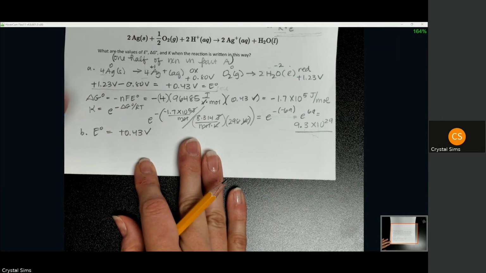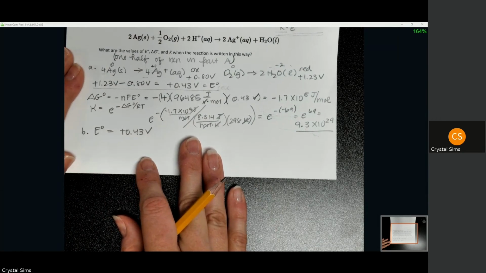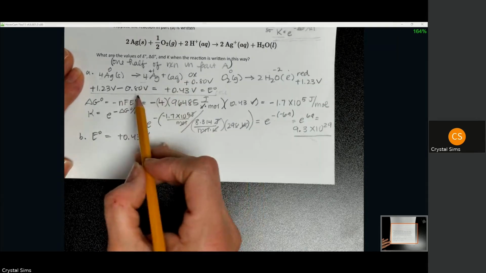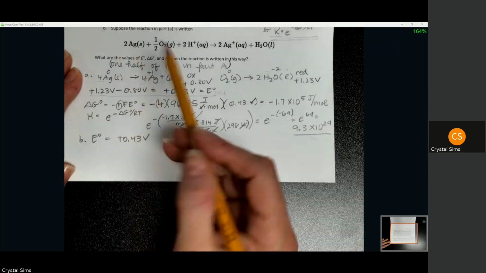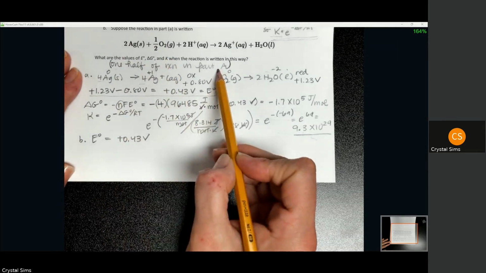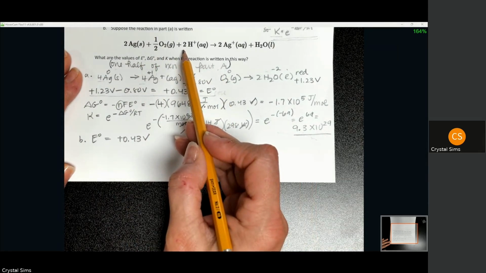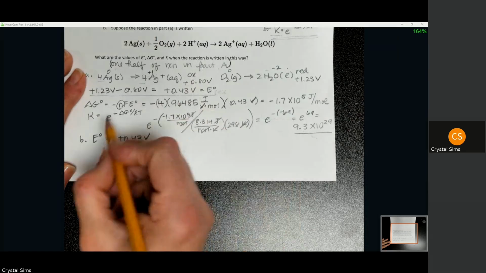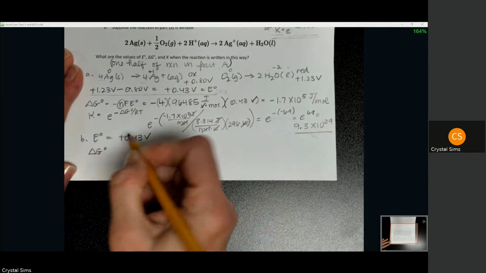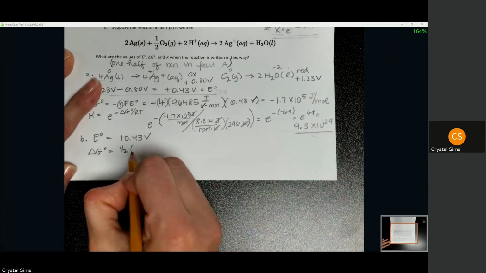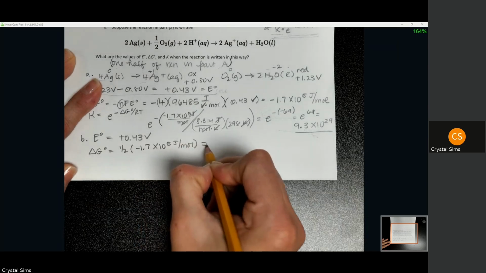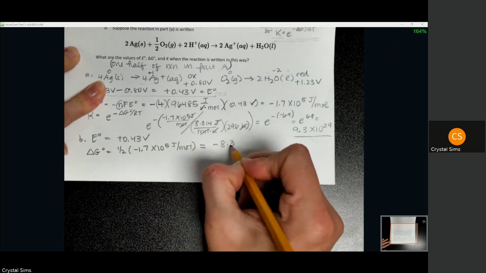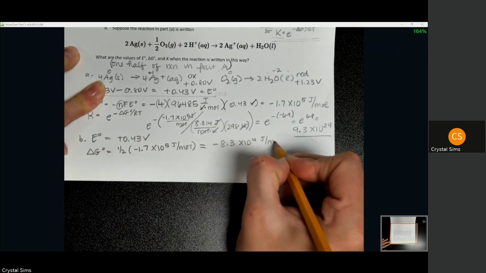Now, delta G will, because delta G is now going to be half of what it was before. You're like, well, how do you know that? Well, remember, with delta G, we put in the number of electrons that were transferred. Since this is 1/2 of the reaction in part A, I have 2 electrons being transferred instead of 4. So my delta G is going to be 1/2 of the value that I got. So it will be negative 8.3 times 10 to the 4 joules per mole.